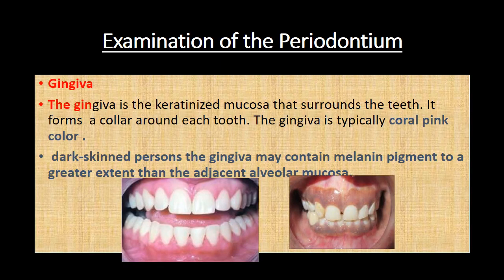Examination of the periodontium. Gingiva. The gingiva is keratinized mucosa that surrounds the teeth. It forms a collar around each tooth. The gingiva is typically coral pink in color. In darker-skinned persons, the gingiva may contain melanin pigmentation, so the gingiva appears darker in color.